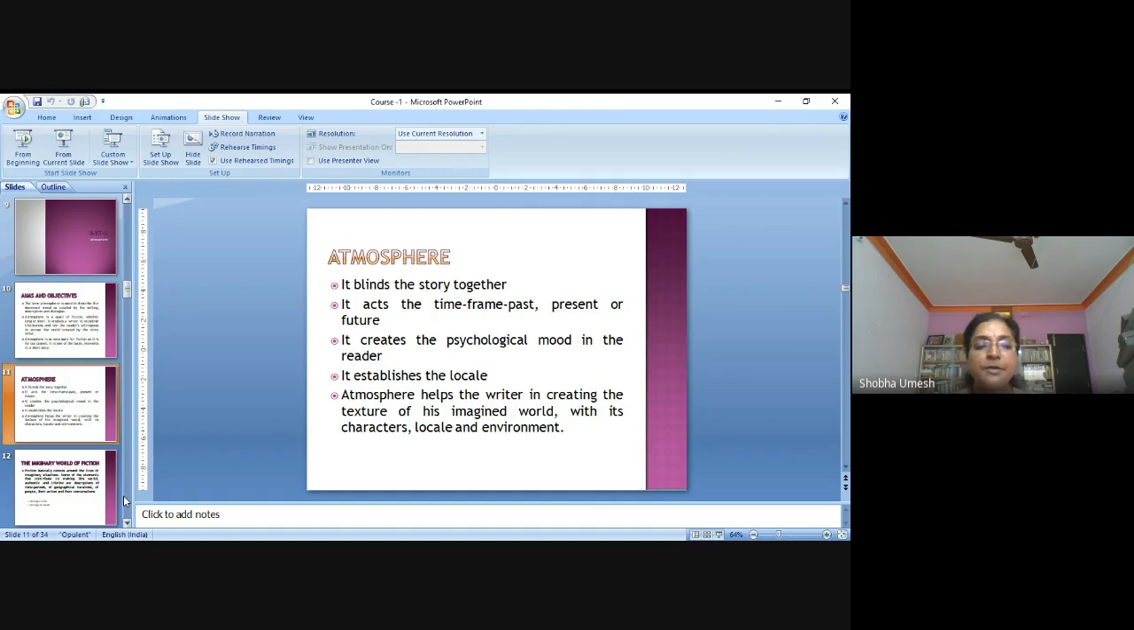So, atmosphere helps the writer in creating the texture of his imagined world. See what the writer has visualized according to his imagination, and also his characters, whether they're local or environmentally friendly. So all that matters a lot when you draft a story.